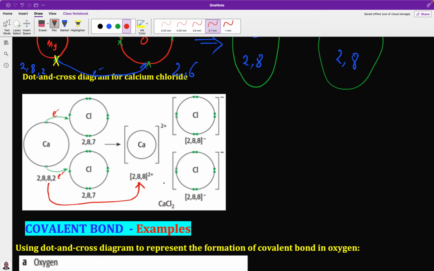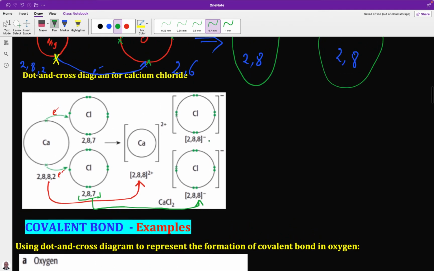For that purpose, chlorine that has an electronic configuration of 2, 8, 7 will now go to what? It will go to 2, 8, 8 because this one has gained 1 electron to fill the shell, and this other one has also gained 1 electron to fill the shell. That is how the whole thing is.